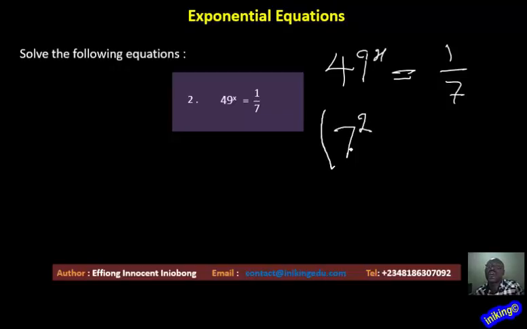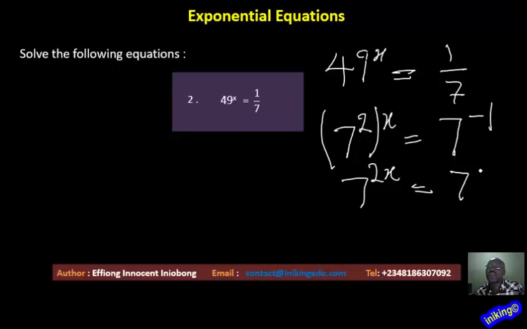7 raised to power 2, and I have everything raised to the power of x. And 1 over 7, I think it's better I put it this way, as a negative index, 7 raised to power minus 1. Now things appear nicer. Now this will be 7 raised to power what? We multiply 2 by x, that gives us 2x. And this is equal to 7 raised to power minus 1.